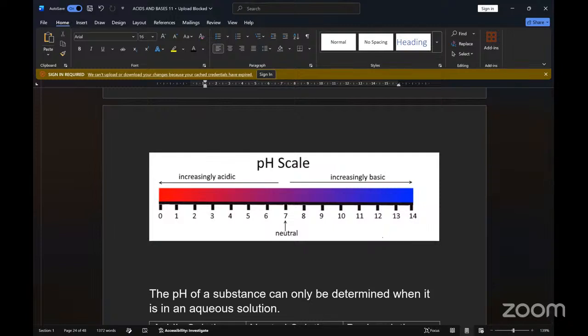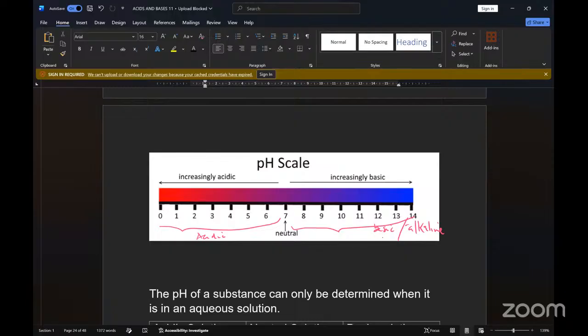Now, any value below 7 is acidic. So in this whole region, if you calculate your pH and it's below 7, we say your substance is acidic. And if it's above 7, we say it is basic, or what we call alkaline. An alkaline is just a base that dissolves in water. Sometimes they use the word basic, sometimes alkaline. They are basically talking about the same thing.